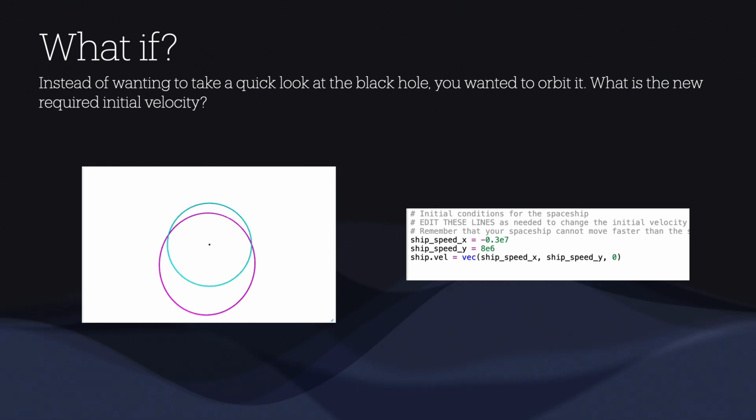What if, instead of wanting to take a quick look at the black hole, we wanted to enter orbit? So what would be the required initial velocity? Well, based on the simulation, we were able to do that and the required initial velocity was -0.3 times 10 to the 7 in the x direction and 8 times 10 to the 6 in the y direction.